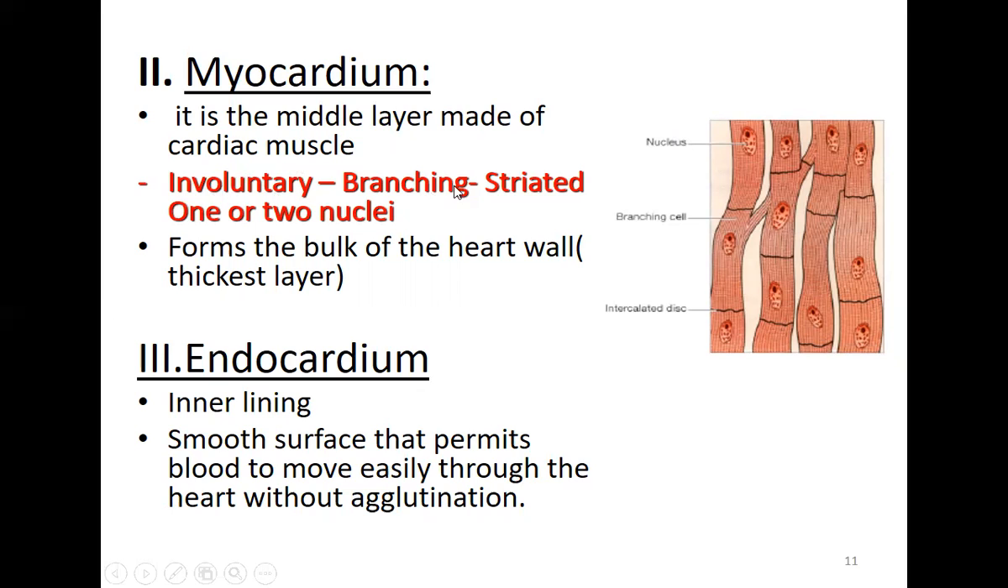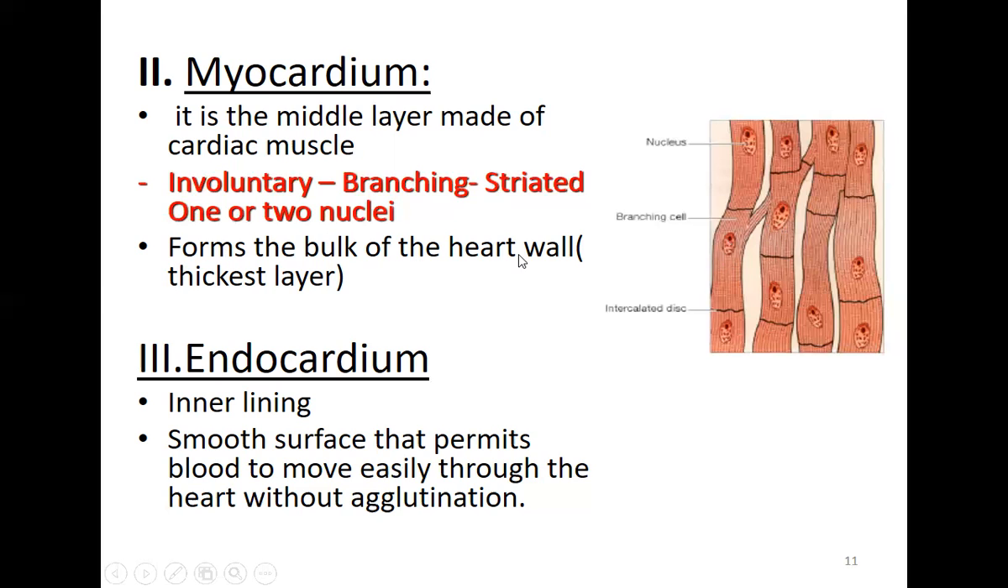Then it branches. If you see the muscle fibers, the muscle cells, they branch. If you see here, there is branching. Here also, there is branching. Usually cells don't branch, but cardiac muscle cells branch, and they have one or two nuclei. Usually they will have one. Sometimes they can also have two nuclei because they branch to the other side. So now these two cells are called as one, and they look like two nuclei.